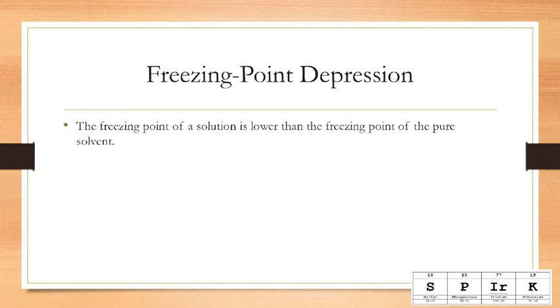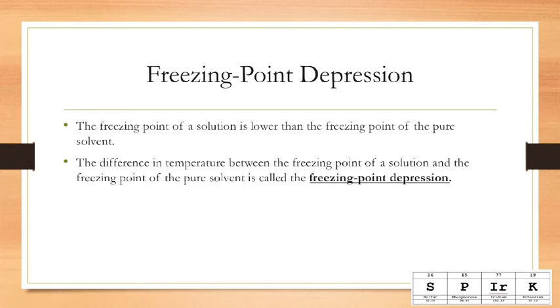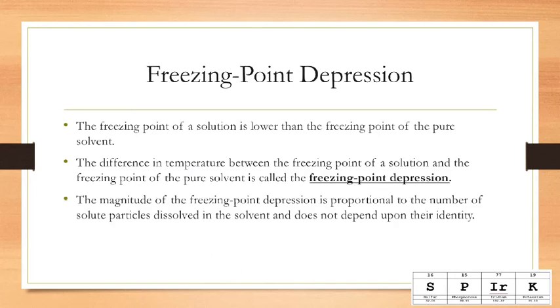The freezing point of a solution is lower than the freezing point of a pure solvent. The difference in temperature between the freezing point of a solution and the freezing point of the pure solvent is called the freezing point depression. The magnitude of the freezing point depression is proportional to the number of solute particles dissolved in the solvent and does not depend upon their identity.